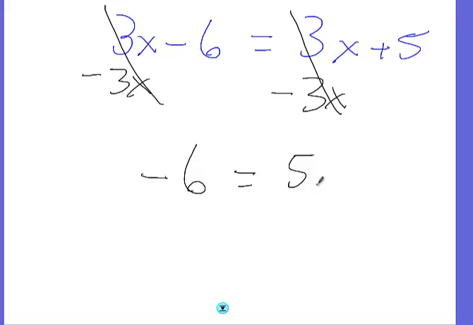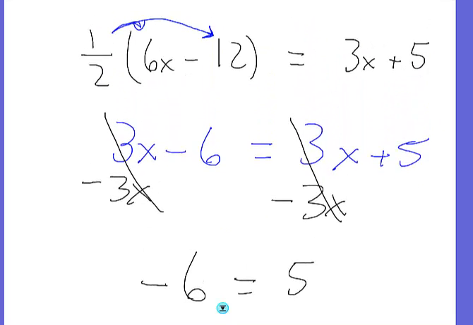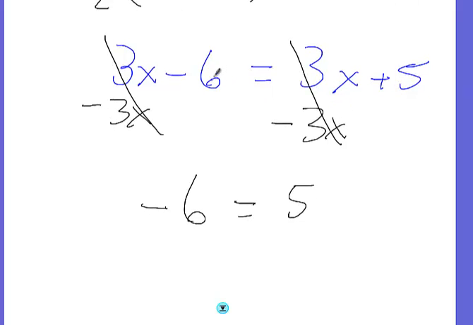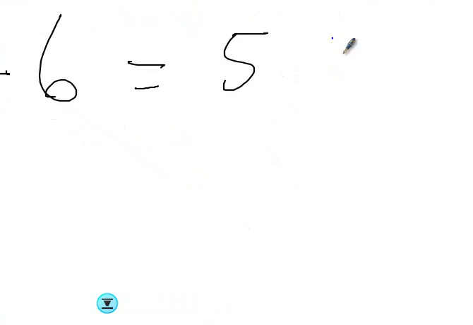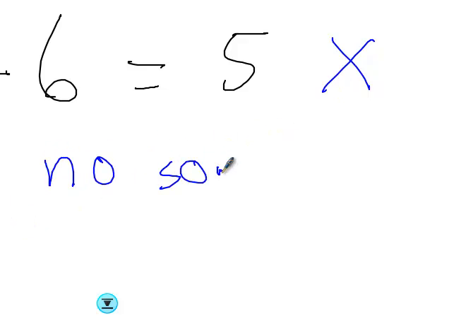And the answer should be no, because these are two different numbers that aren't the same, therefore they can never be equal. Okay? Now what this says about our equation is that this equation will never be equal. 3x minus 6 can never equal 3x minus 5. Since we have an answer that is incorrect, aka it doesn't work, our answer is going to be no solution.